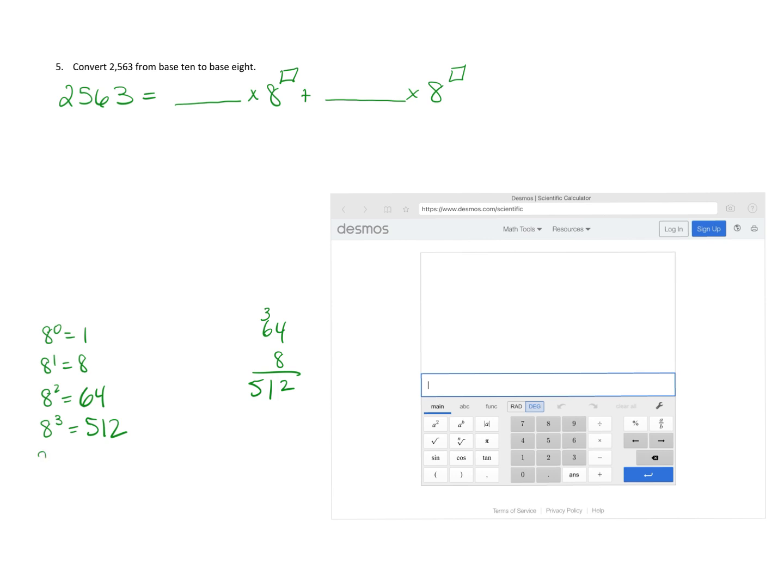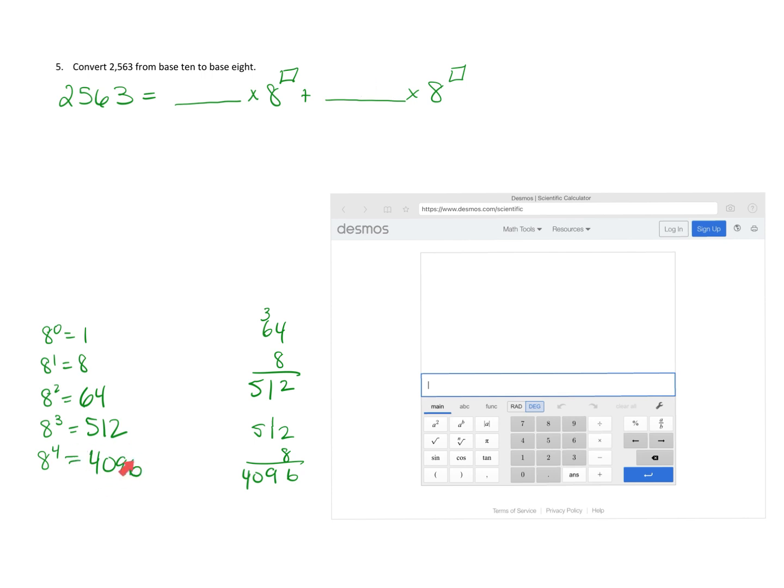Okay, so 8 to the fourth is 8 cubed with another 8, so 512 times 8. 8 times 2 is 16. 8 times 1 is 8, plus 1 is 9. 8 times 5 is 40, so 4,096.